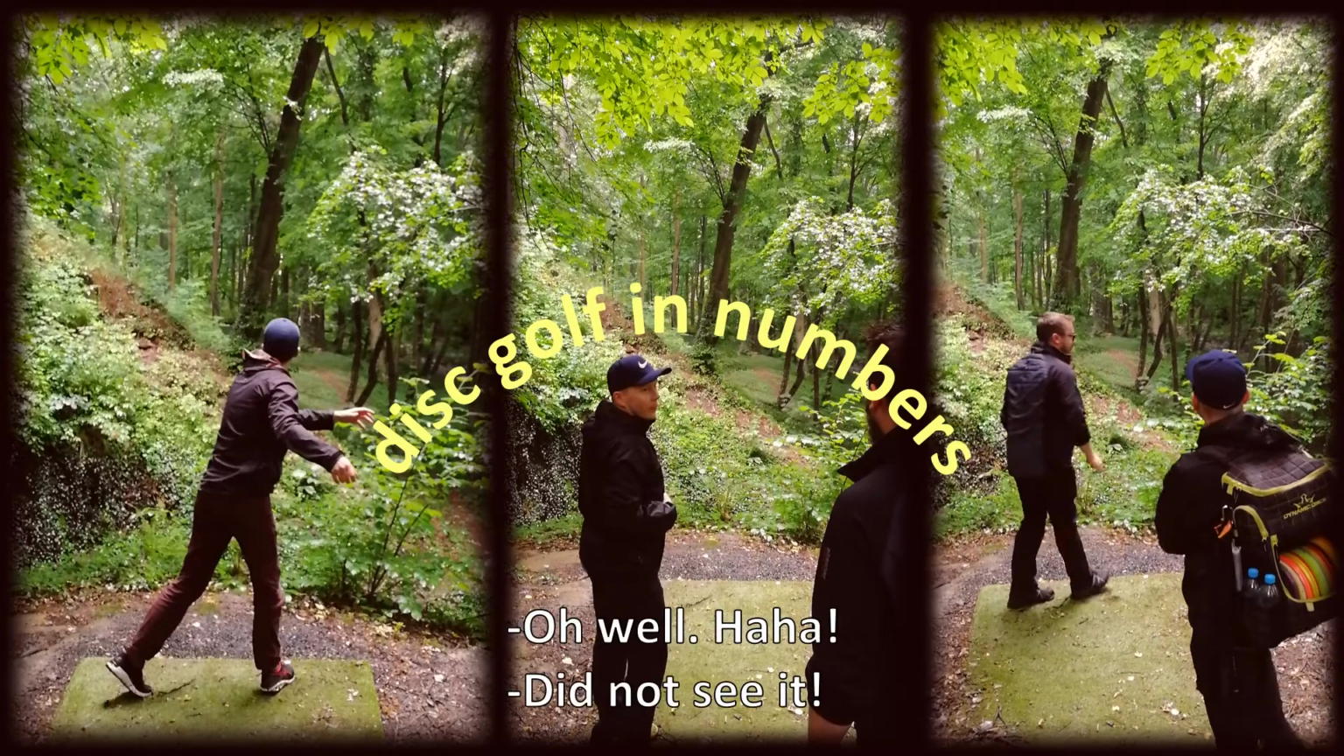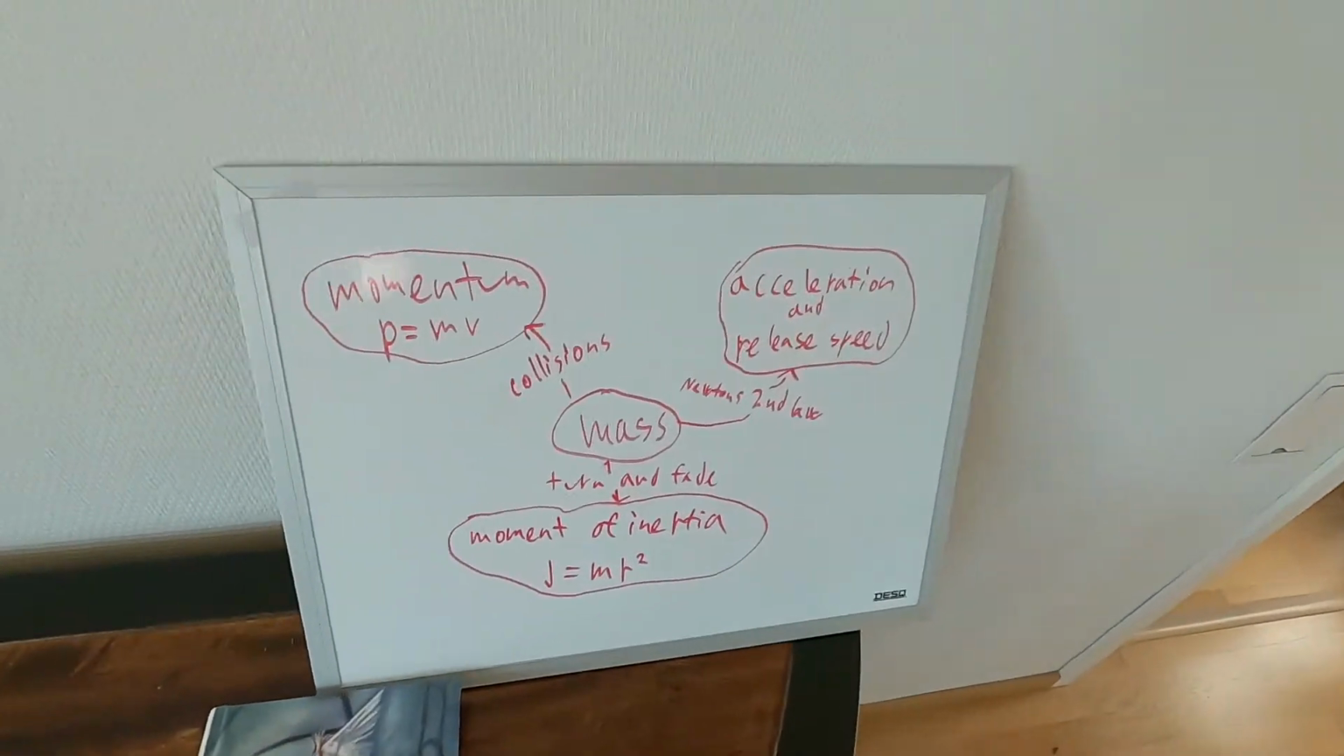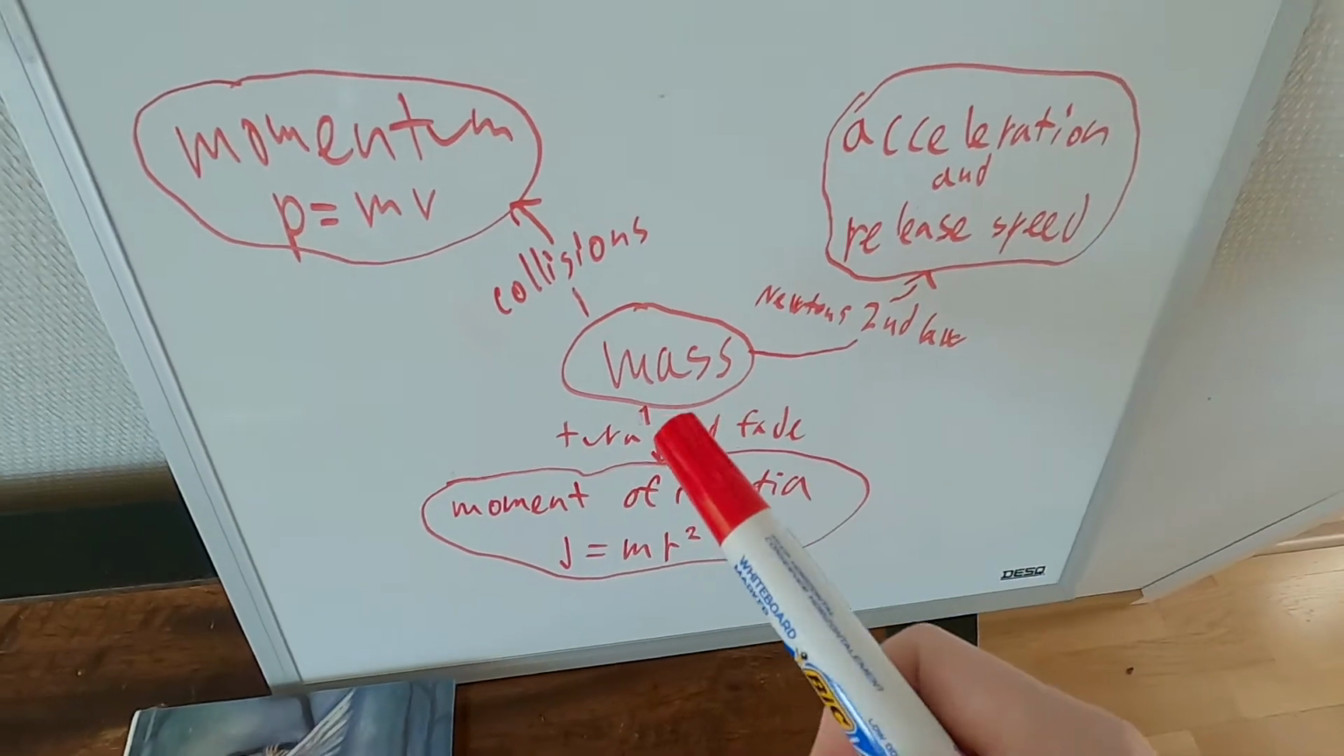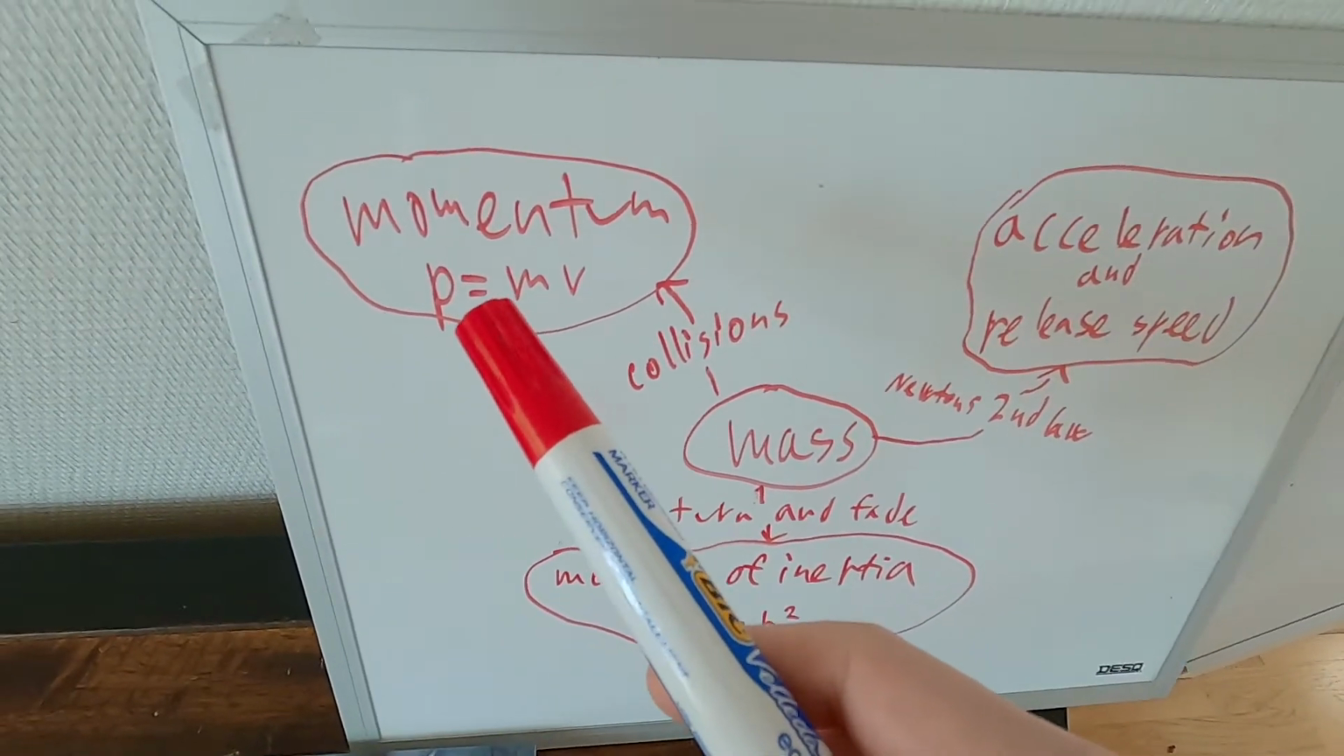Okay, this time I think it's time to move on to the next flight numbers besides mass, so the actual flight numbers. We're gonna go over speed and glide. But before that, the recap of what we've already done. So first we talked about momentum.